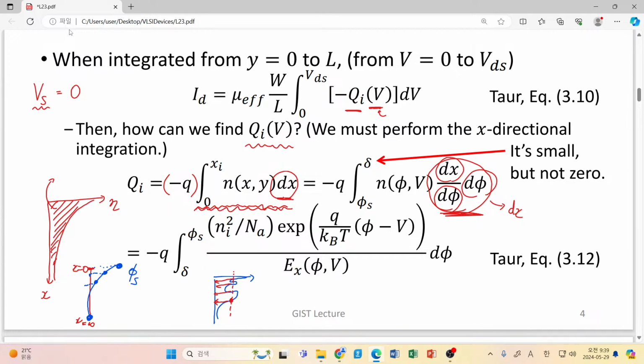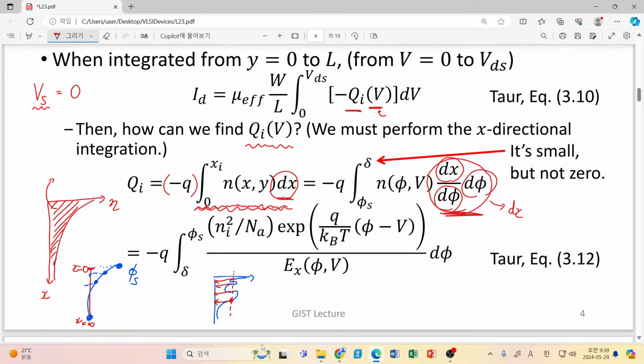Good. Then please have a look at this dx over d phi. This is nothing but the inverse of d phi over dx. And what is it? The gradient of potential with respect to the x direction. So this is just the x-directional electric field with a minus sign.